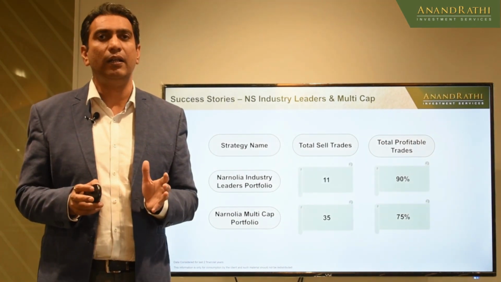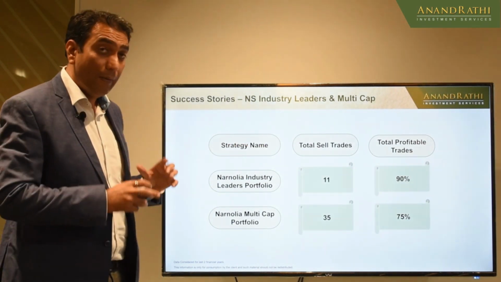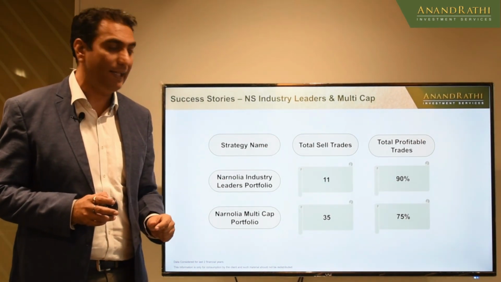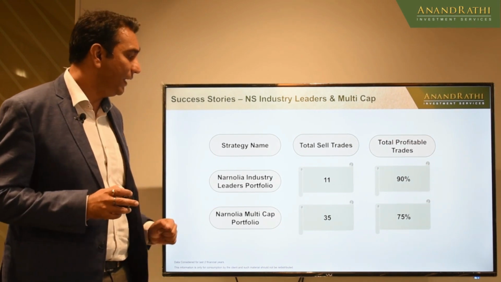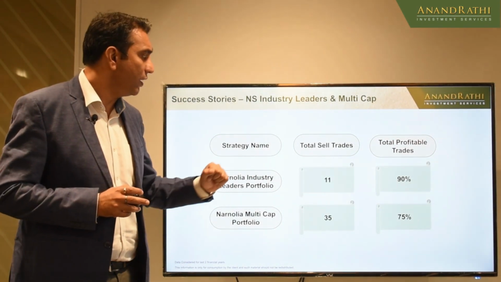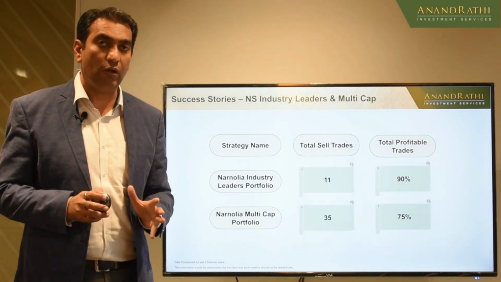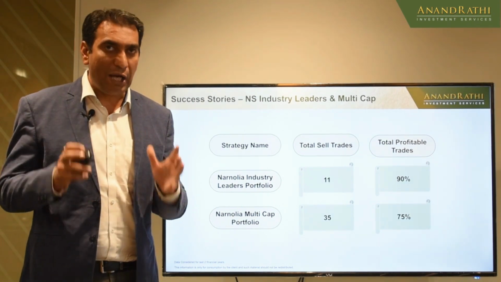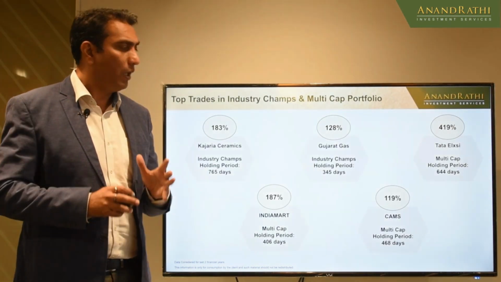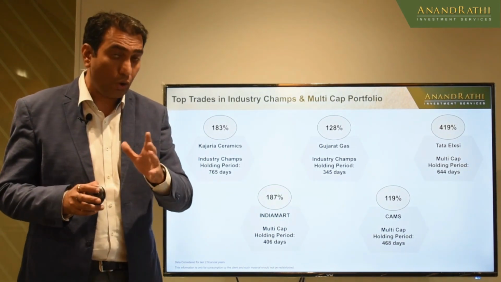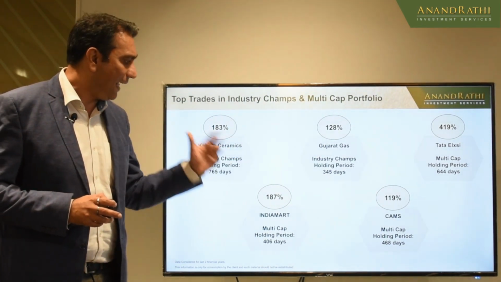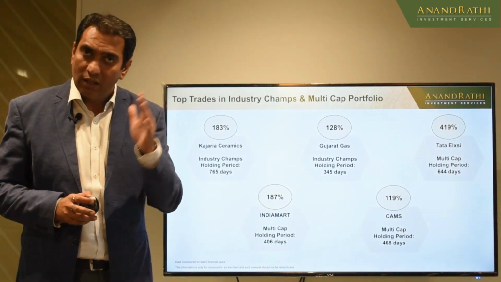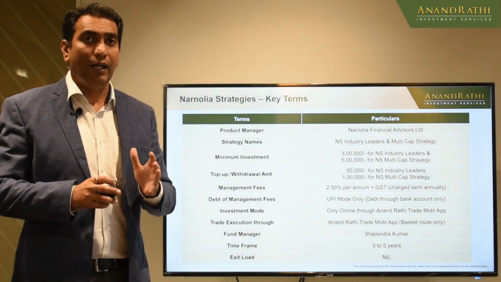Just to make it a simple synopsis for you, they have strike ratio of winning stocks of 90% in NS leader and 75% in multi-cap. 11 stocks have been booked in profits, sell trades, and 35 stocks have been booked in NS multi-cap. So this is what the Narnolia's portfolio shape is all about. Success stories of their particular stocks, historical returns: Tata Elxsi, Gujarat Gas, CAMS, India Mart, Kajaria Ceramics, with strong supersonic results and performances over a period of time. So this has been Narnolia.